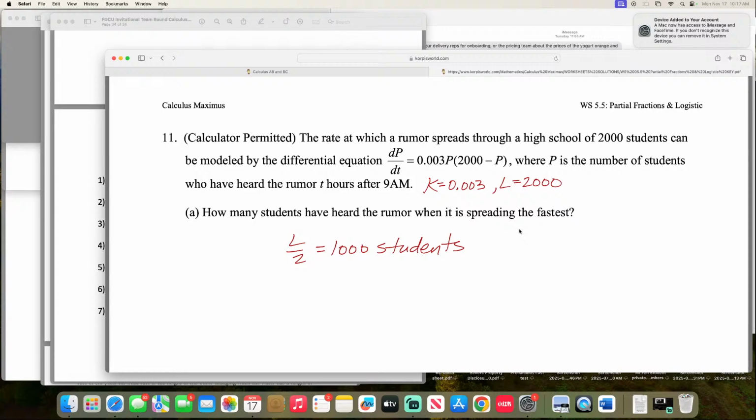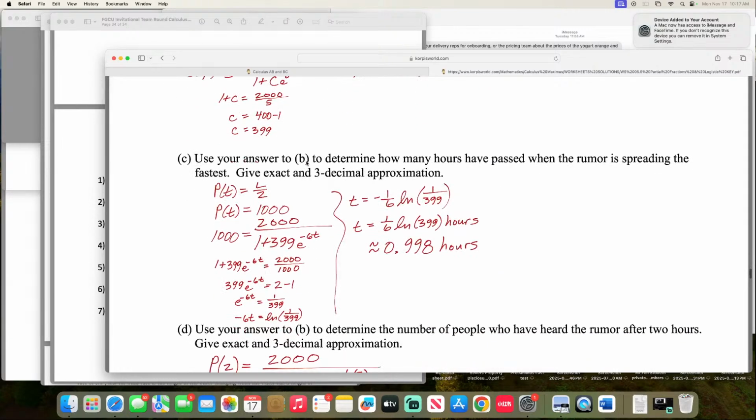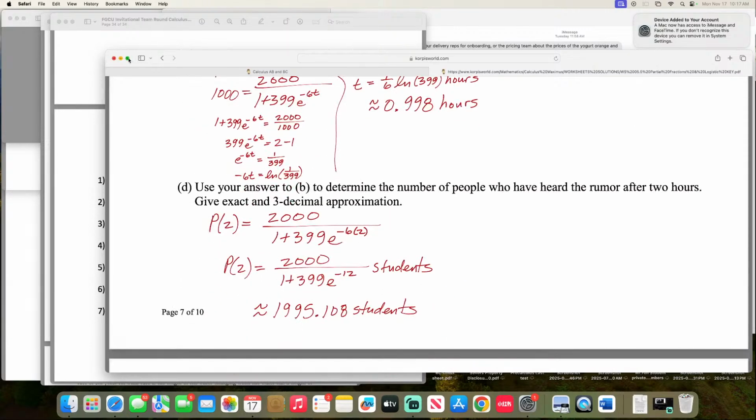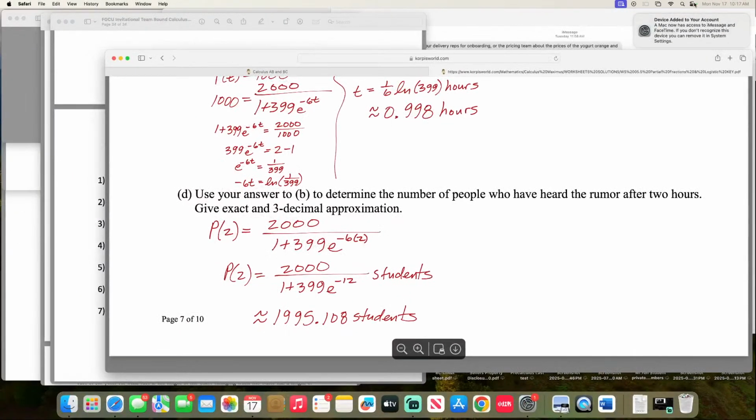So do we just memorize dy/dt equals ky times 1 minus y over L, and then also memorize y equals L over whatever that is? Okay, let me write down the things that you will be expected to see on the test.